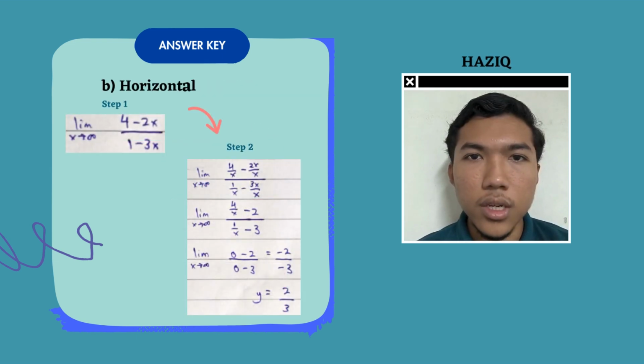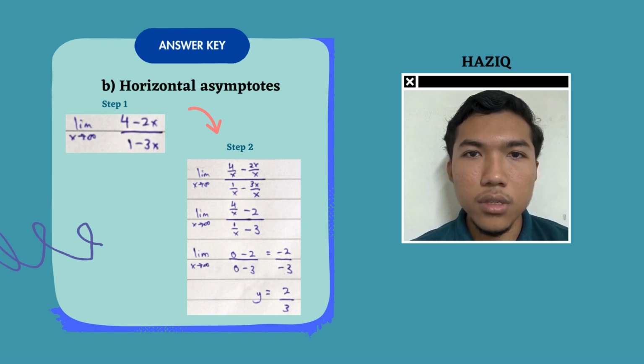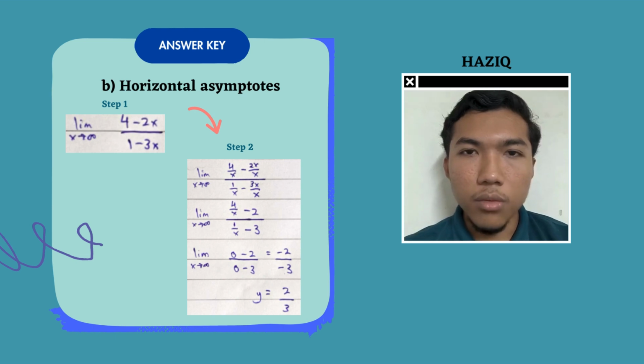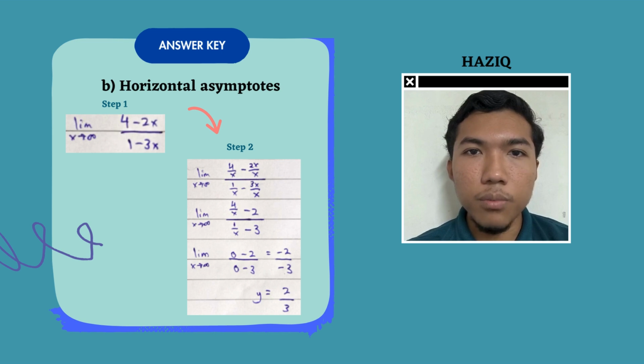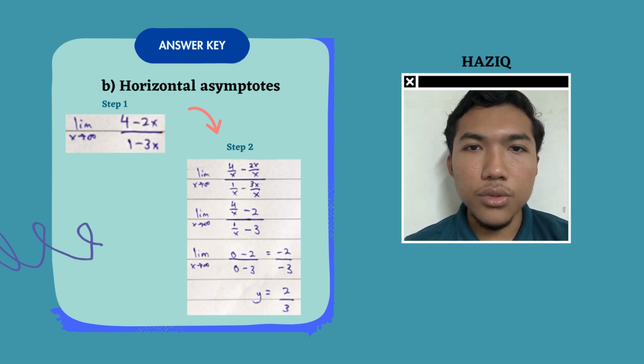Next, horizontal asymptotes. To identify horizontal asymptotes, we look at the highest power of x in both the numerator and denominator. After that, we compare the highest powers of x. If they are the same, divide the coefficients of the highest power terms, which are 2x and 3x, calculating as usual for the limit as x goes to infinity. Finally, the horizontal asymptote is y equals 2 over 3.